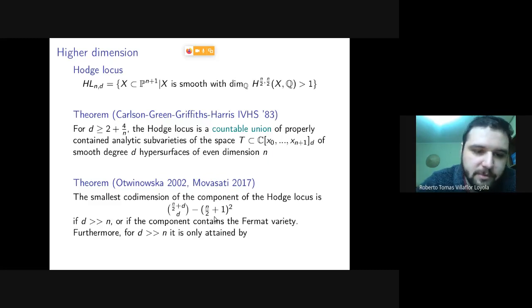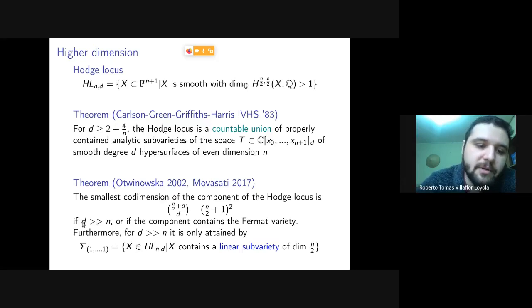Furthermore, Otwinowska was able to show that again for very big D, the only component which attains this minimum is the natural generalization, which is the space of hypersurfaces containing a linear subvariety of dimension n over 2.